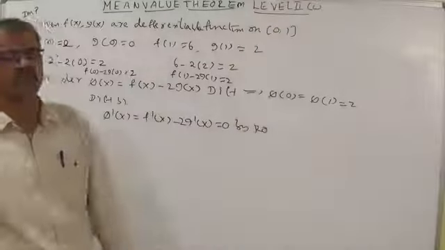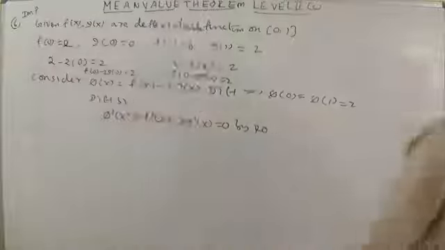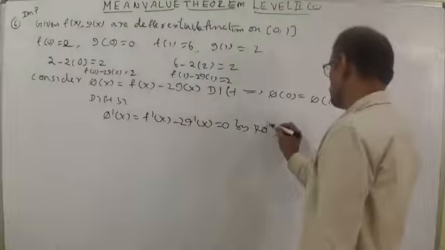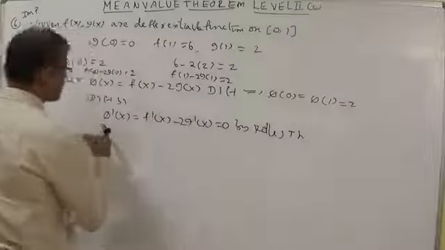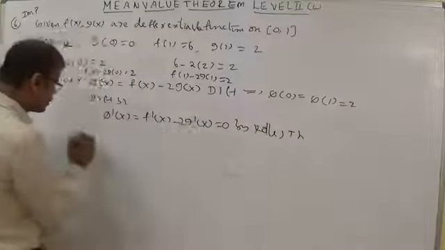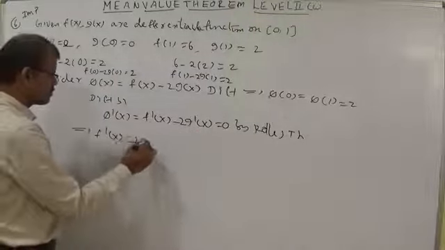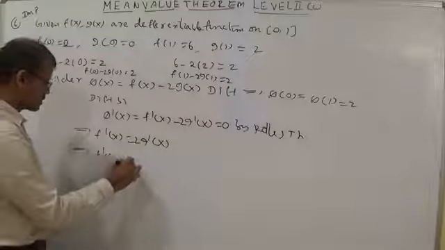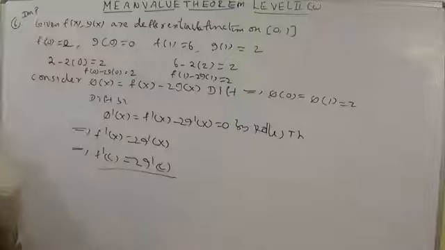Whenever f(a) is equal to f(b), by Rolle's theorem we can conclude that phi'(x) is 0. That implies f'(x) = 2g'(x), or you can write f'(c) = 2g'(c). This is the sum: 2 into g'(c). There it is, third option.